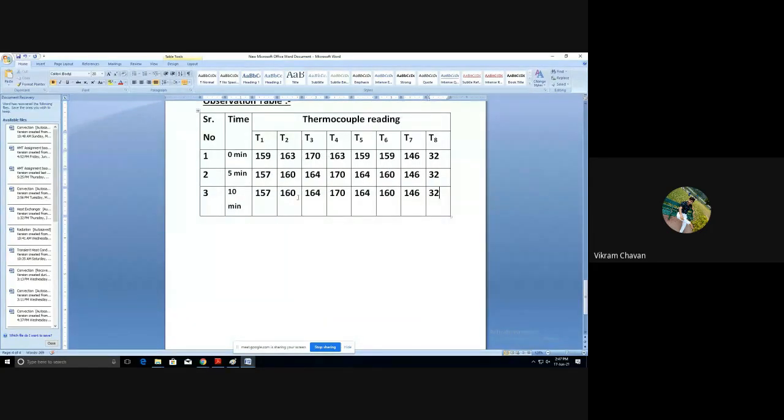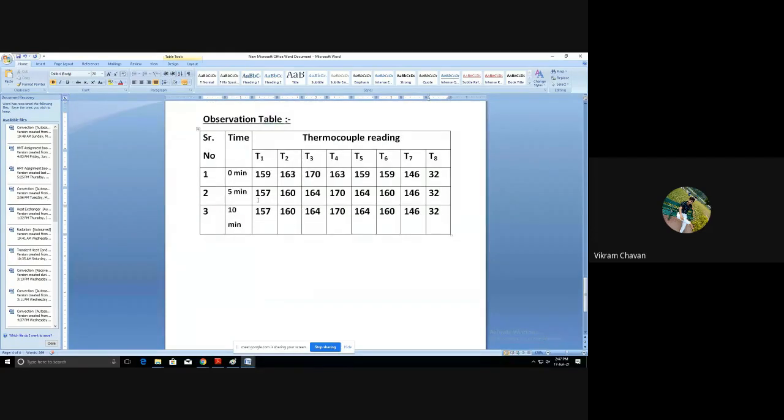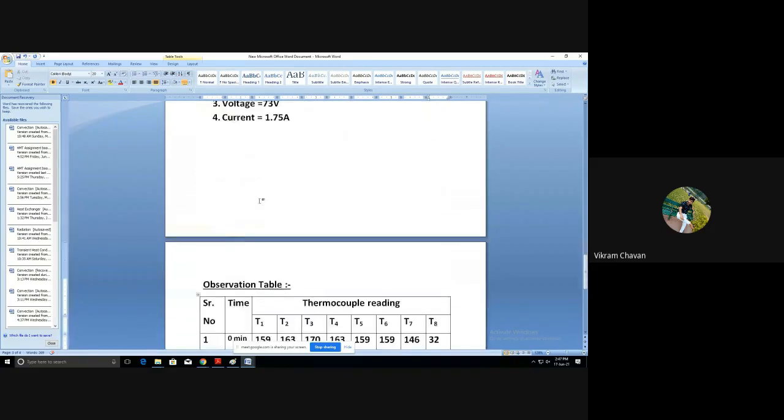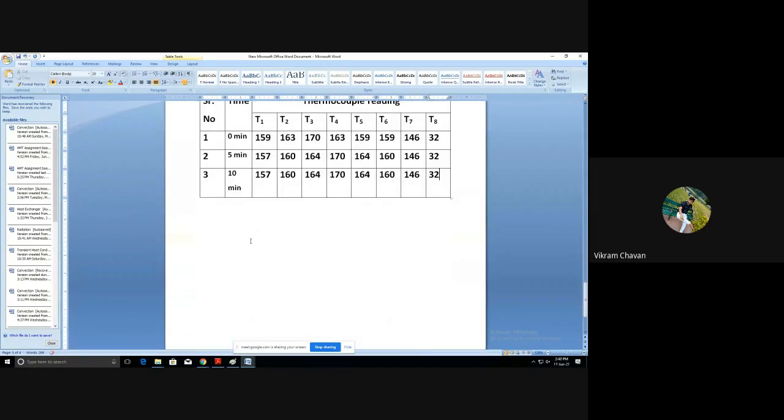Okay. So we can say that if the previous reading and current reading are matching, then we have achieved the steady state, because the temperature is not changing with respect to time. Now next, the part is the calculation part.